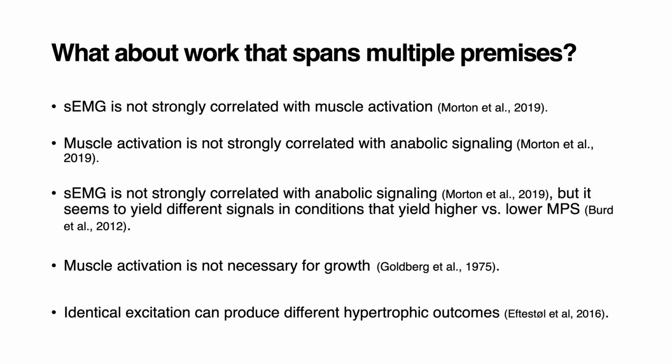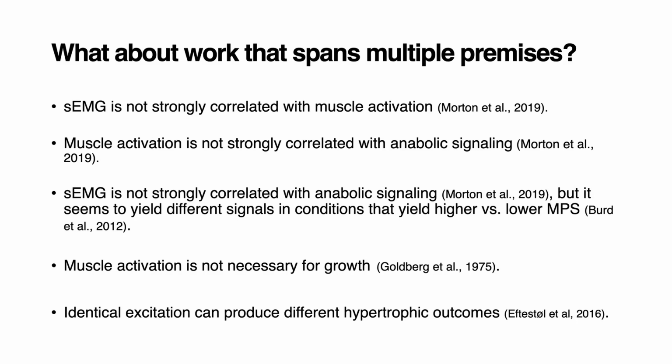But there is some work that spans multiple premises too, which should be noted. So first, surface EMG is not strongly correlated with muscle activation. That's from Morton's, from Stu Phillips' group. Muscle activation is not strongly correlated with anabolic signaling, again from the same study. Surface EMG is not strongly correlated with anabolic signaling, but it seems to yield different signals in conditions that yield higher versus lower muscle protein synthesis.